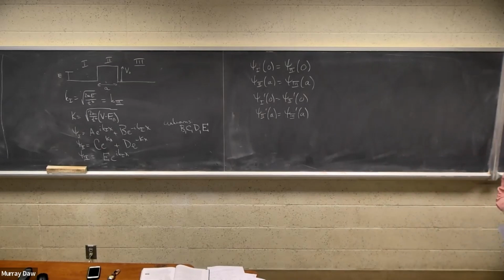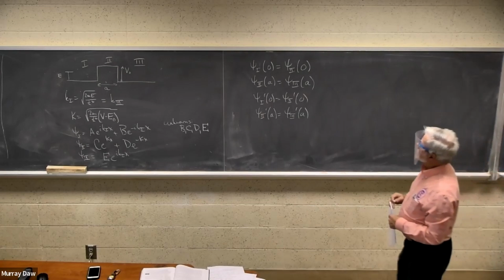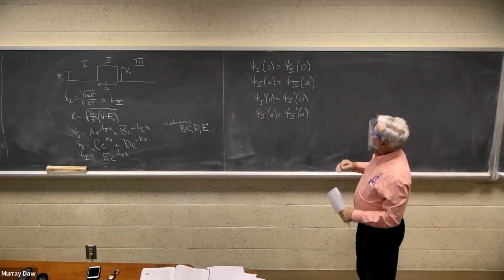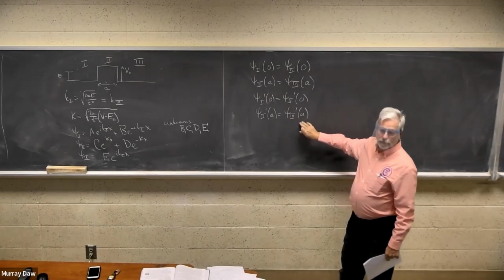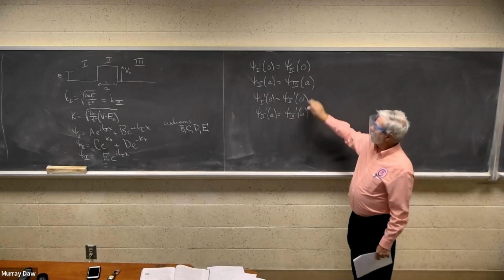So we have 2 equations at each interface. Should that be, I don't know if I just can't see it. Is that psi 2 of a equals psi 3 then? Yeah. And same for the first derivatives? Yeah. Okay, cool. Sorry. Does that make sense? Yeah.